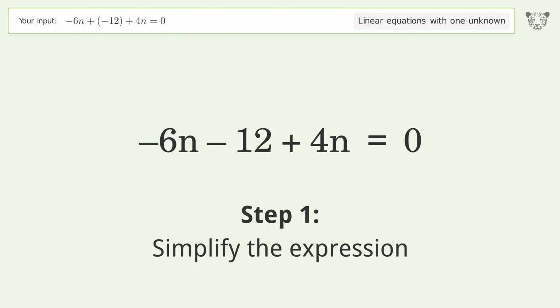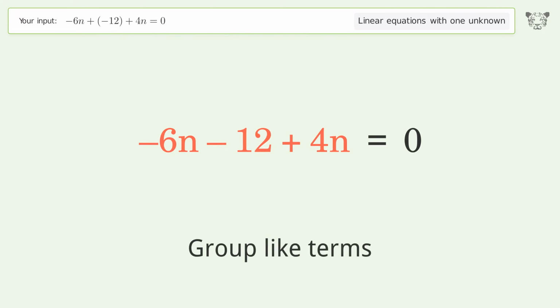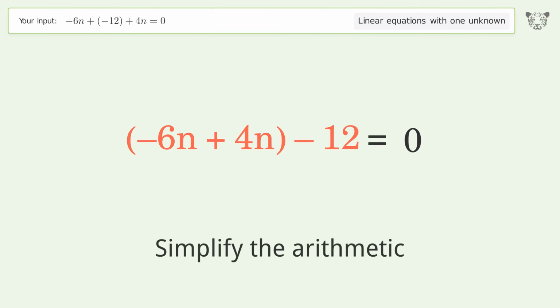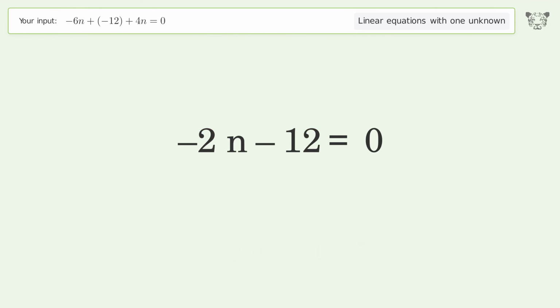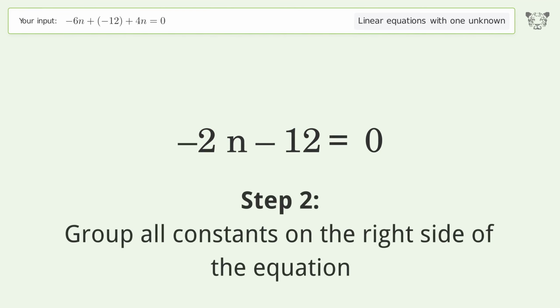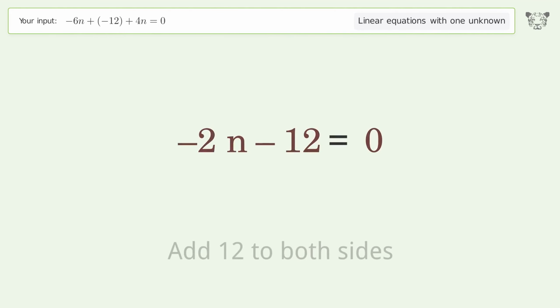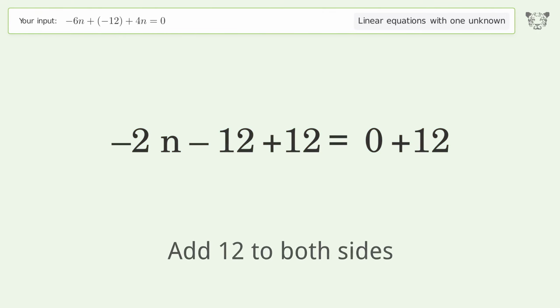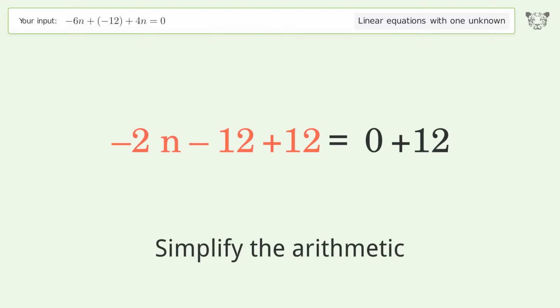Simplify the expression. Group like terms. Simplify the arithmetic. Group all constants on the right side of the equation. Add 12 to both sides. Simplify the arithmetic.